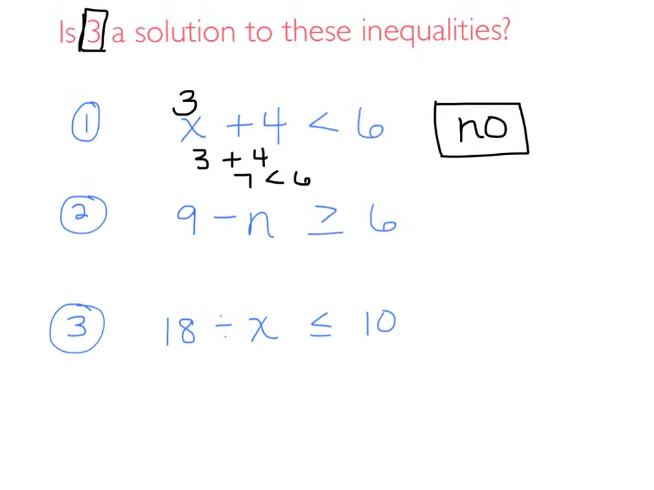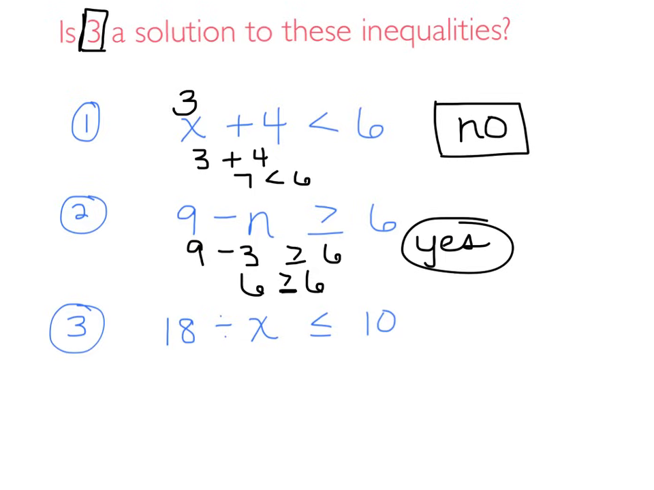Okay, so let's try this one again. Plug in a 3. 9 minus 3 is bigger than or equal to 6. 9 minus 3 is 6. 6 is bigger than or equal to 6. Well, it's equal to, so yes. 3 is a solution to that one. And then the last one, let's plug in a 3. 18 divided by 3, that's 6. Is 6 less than or equal to 10? Well, yeah, it's less than 10. So 3 is a solution to that one.